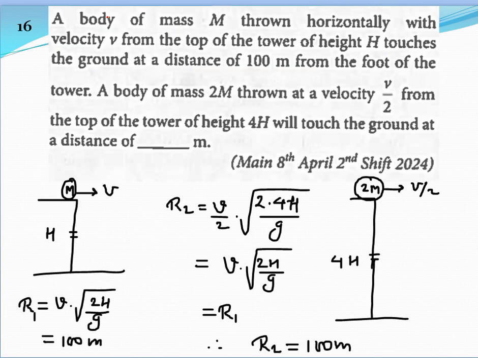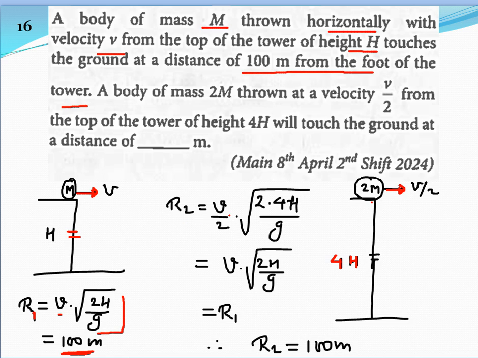Come to the next. A body of mass m is thrown horizontally with velocity v from the top of a tower of height h and touches the ground at a distance of 100 meter from the foot of the tower. So from height h with speed v, R1 is the range covered, horizontal velocity times time taken, root 2h by g, and the range is given as 100 meter. Now they are asking about another body of mass 2m given the velocity v by 2 from a height 4h. How much range is covered by the particle?